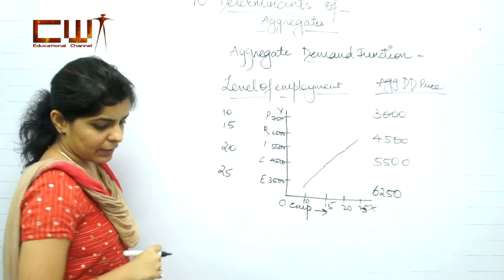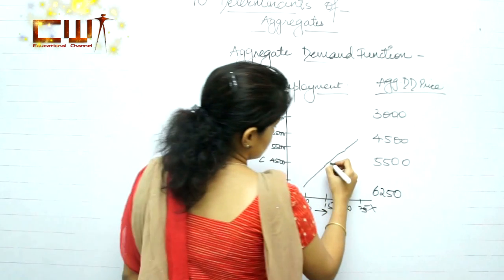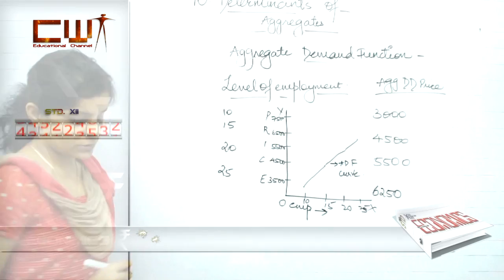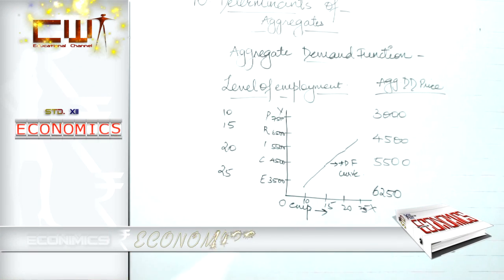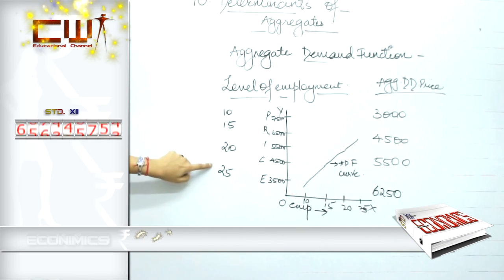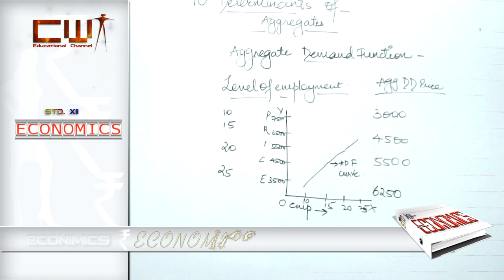This is your aggregate demand function curve. This is known as the aggregate demand function curve. Now see, the aggregate demand curve slopes upwards from left to right, which indicates that demand increases with the increase in employment. Definitely, if the employment is increasing, the level of income also increases, and as the employment increases, the level also goes up. According to Keynes, as the income increases due to employment, people tend to spend a smaller portion of the income on expenditure.